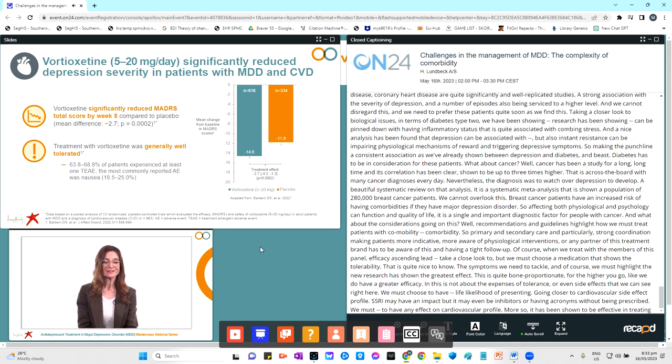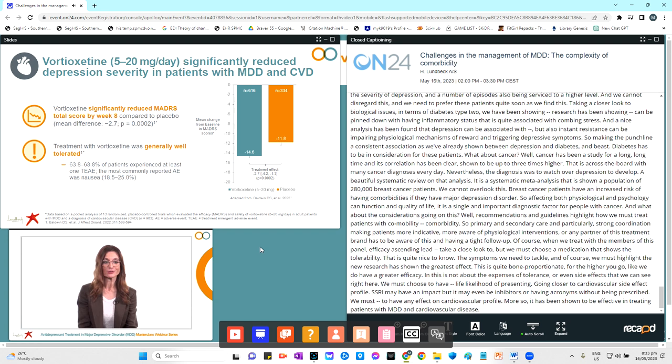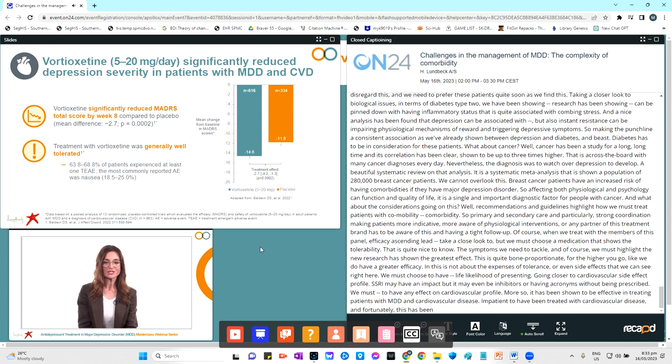So it significantly reduces the Montgomery-Åsberg Depression Rating Scale scores in patients who are being treated with cardiovascular disease and MDD. And fortunately, this has been shown to be quite well tolerated across the range of doses. Having said that, not only that, but patients keep the medication throughout the treatment.